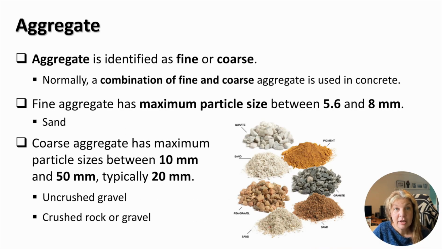Aggregate used in concrete represents a mixture of fine and coarser particles. The fine aggregates are particles in the range of between 5.6 and 8 millimeters in size. The most typical fine aggregate you'll find is sand. The coarse aggregate has particles in the range of between 10 and 50 millimeters in size, and the most typical is about 20 millimeters. To achieve particle sizes required, aggregate can be crushed. Examples of aggregate include uncrushed gravel, crushed rock, and crushed gravel. Recycled materials like crushed old brick and concrete can also be used as coarse aggregate.